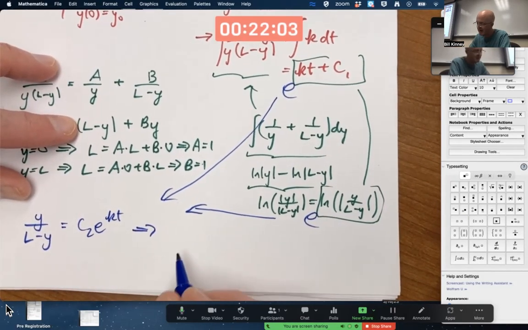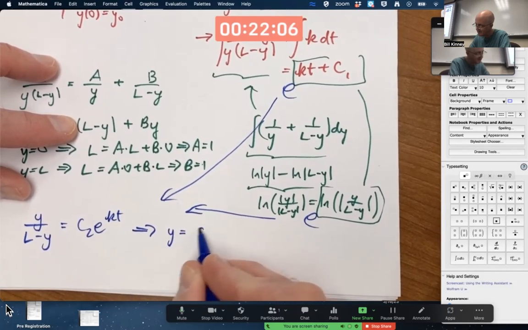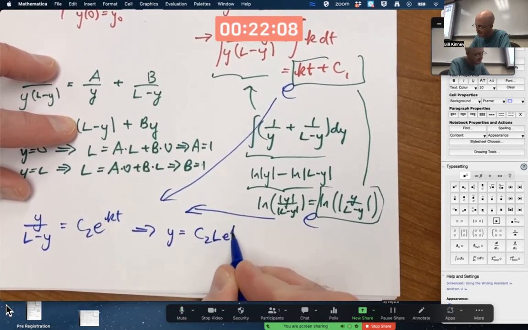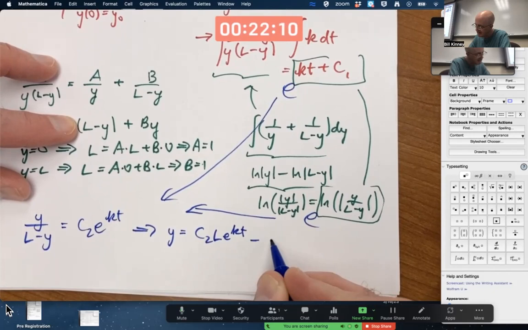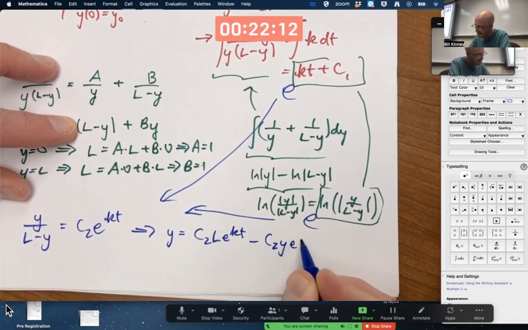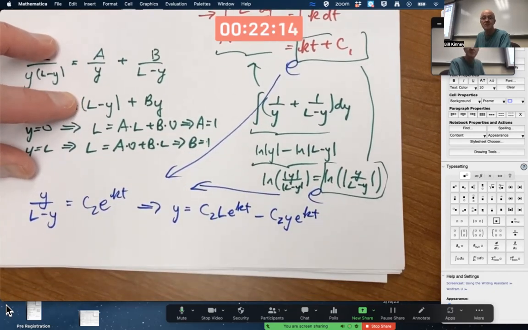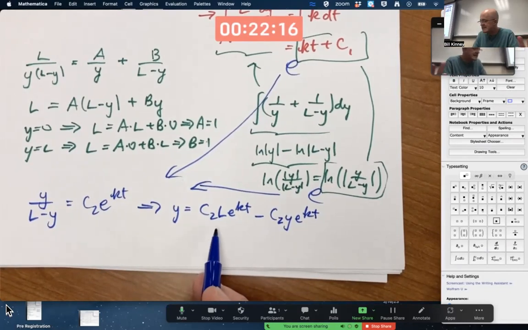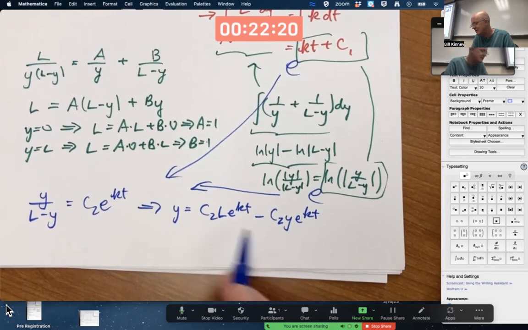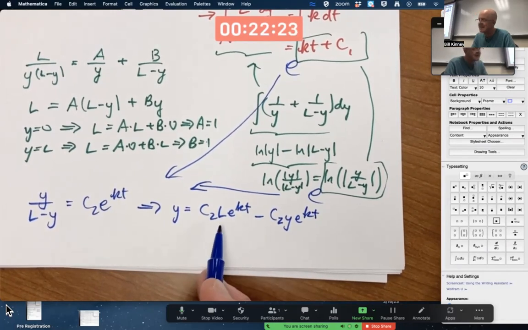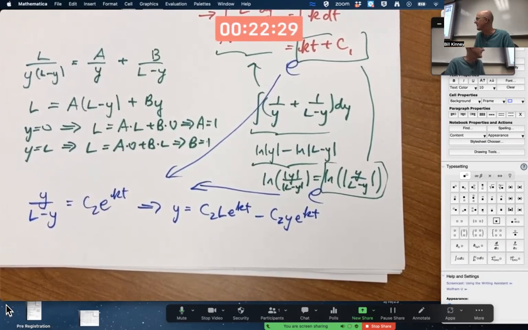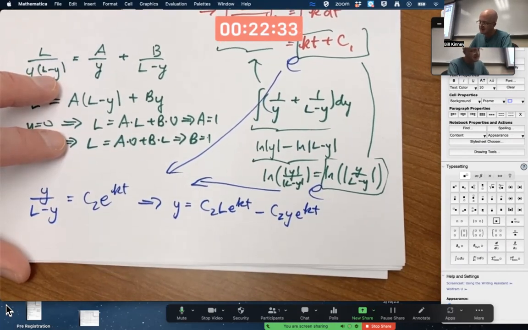Multiply both sides by L minus y. Get this. Should I combine the C2 and the L to get C3? Probably not, because the C2 is in 2 spots for one thing. And another thing is I probably want to keep the L in there as is, because it is the carrying capacity. It is relevant for thinking about the model. Just keep solving for y.